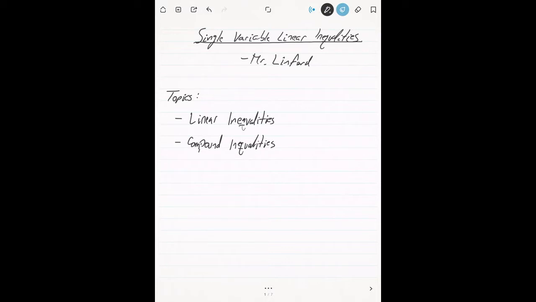In today's discussion, we're going to be talking about the topic of single variable linear inequalities. In the past, we've discussed single variable linear equations, where we have the same quantity on each side of an equal sign. Now we're going to look and see what happens when we relate unequal quantities together. In particular, we're going to talk about what a linear inequality is, and then we're going to discuss what compound linear inequalities are.